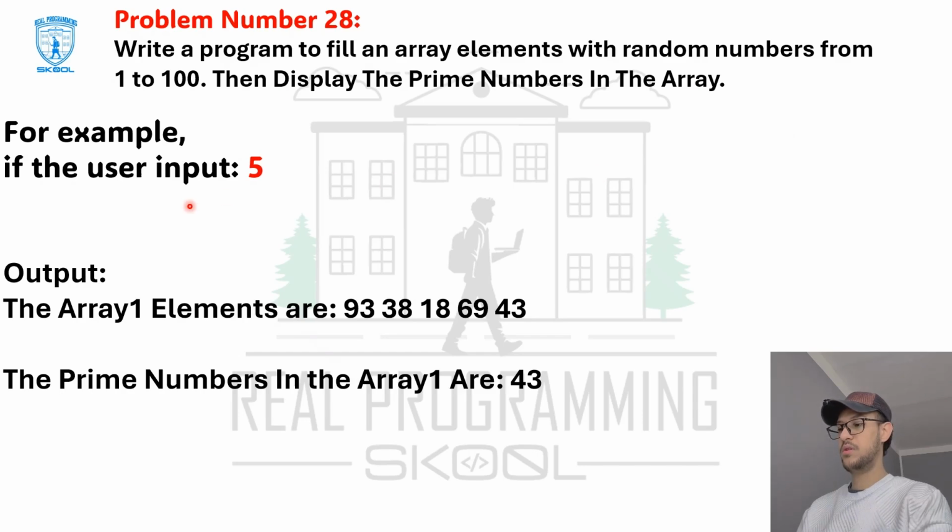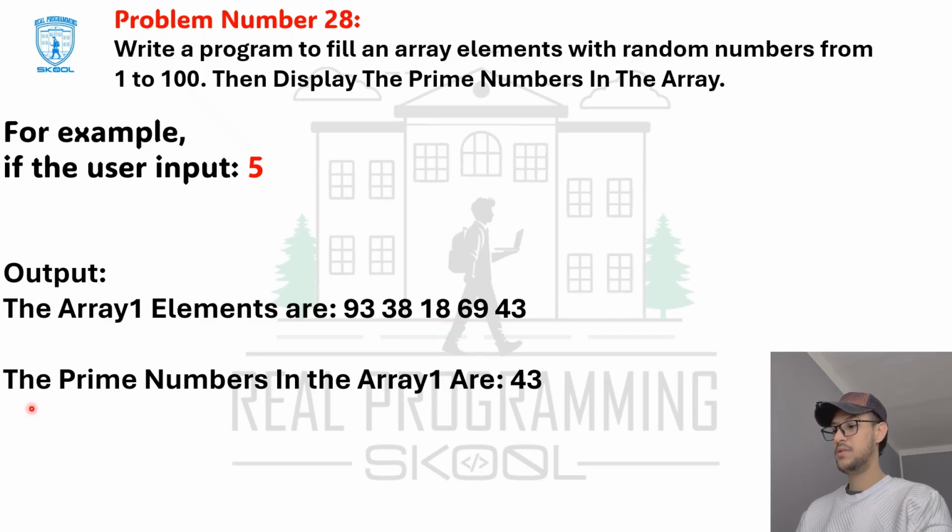For example, if the input is 5, the output should be: the array1 elements are, the first array's random numbers, we got 93, 38, 18, 69, 43. From all these 5 random numbers that the compiler returns to the user, which of them is a prime number? The prime numbers in array1 are 43. Just one of them is a prime number.